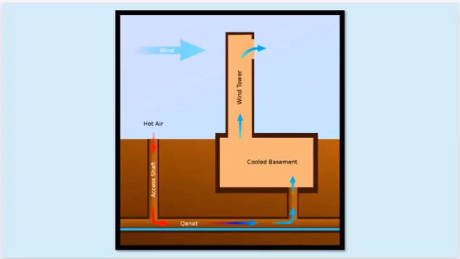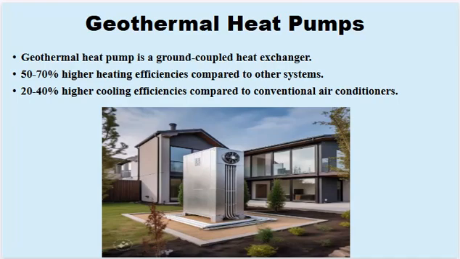The qanat, a network of gently sloping tunnels, draws cool air from deep underground where the temperature remains relatively constant. This cool air enters the basement, providing natural cooling. The system works on the principles of convection and pressure differences, offering a sustainable and energy-efficient solution for cooling buildings in hot climates. Geothermal heat pumps.